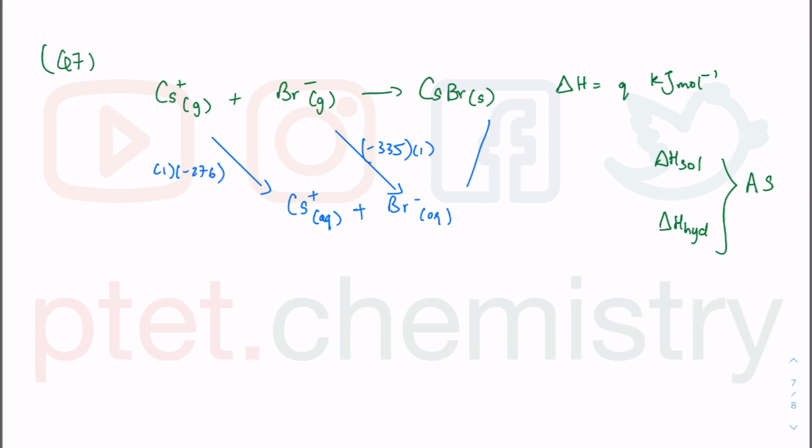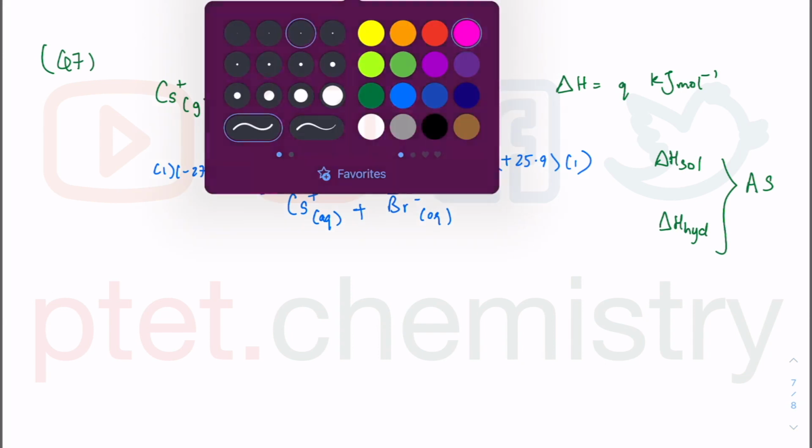Okay, finally, I have the enthalpy of solution, which is to take 1 mole of the substance and dissolve it in a large amount of water, such that I get the substance dissolved in a large amount of water under standard conditions. So that is going to be plus 25.9, and that is multiplied by 1. So hopefully you can see the Hess cycle now.